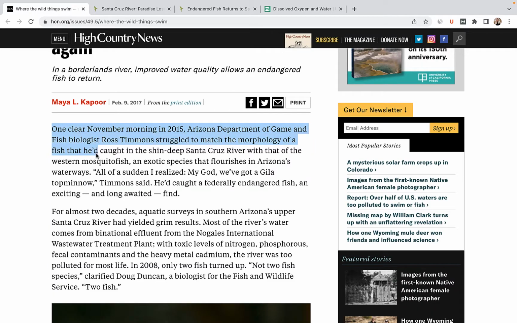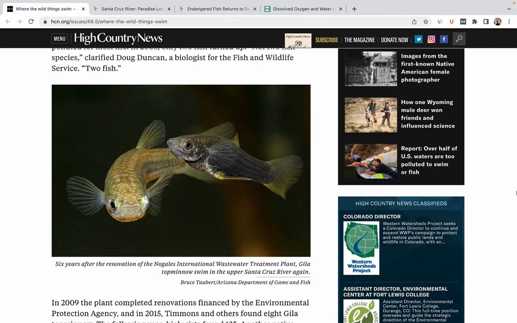Yet 7 years later, when Arizona Department of Game and Fish biologist Ross Timmons began his annual river count, he discovered not only a plethora of fish, but 8 members of the endangered Gila top minnow, a species that had not been seen in the Santa Cruz for 70 years. So what accounted for this sudden, miraculous change?